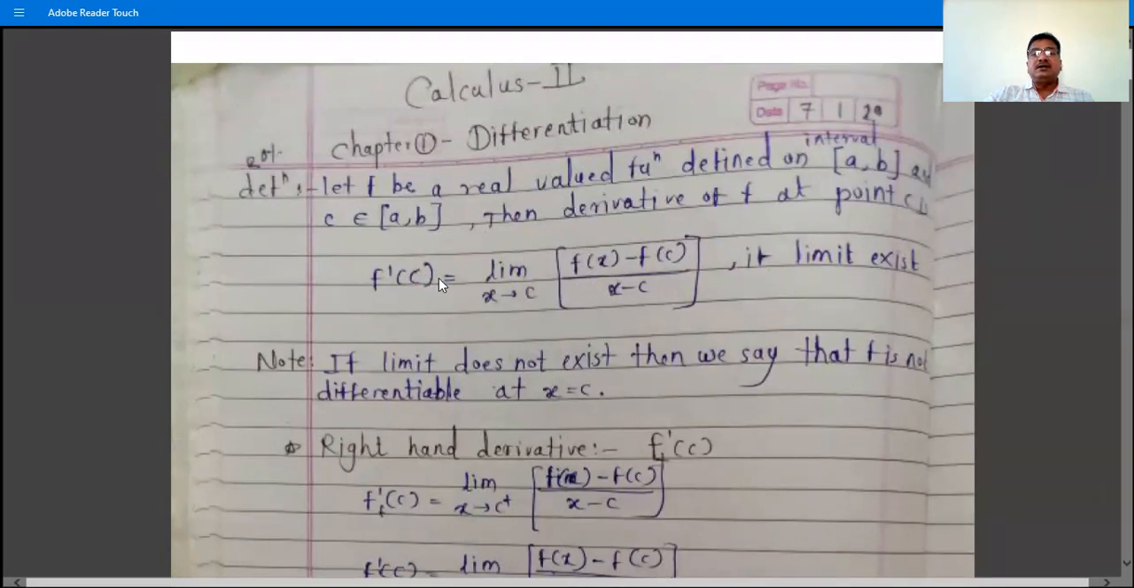So what is the definition of the derivative? The derivative of the function at point c, f dash c, is equal to the limit as x tends to c of f of x minus f of c divided by x minus c. Or in another form, the definition is f dash x equals the limit as h tends to 0 of f of x plus h minus f of x divided by h. So both the definitions are the same.